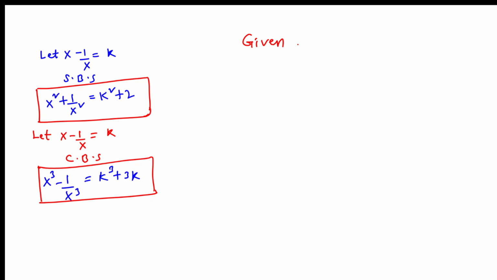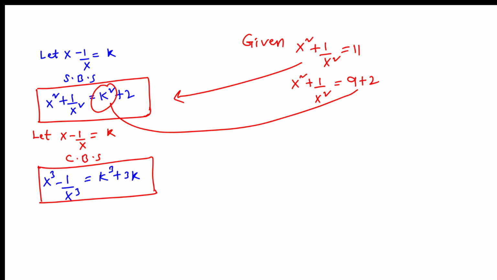Given x square plus 1 upon x square is equal to 11. We can convert this in the form of x square plus 1 by x square equal to k square plus 2. Right or not? So we can write this 11 as 9 plus 2. Now k square is equal to 9. K square equal to 9. K is equal to 3.